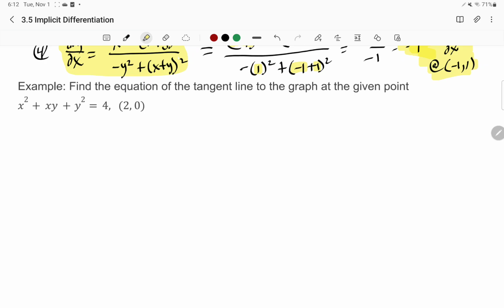And let's go ahead and do one more, but now you're asked to find the equation of the tangent line. So you'll do what we did above, but go one step further. Now that you have the slope, find the equation of the tangent line. Go ahead and pause the video and try this one on your own.